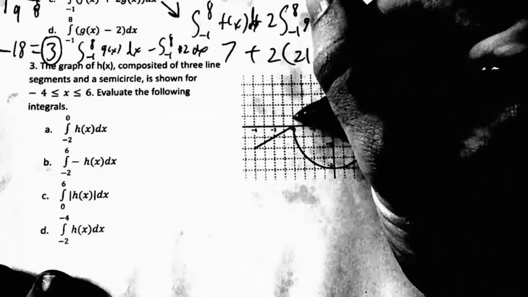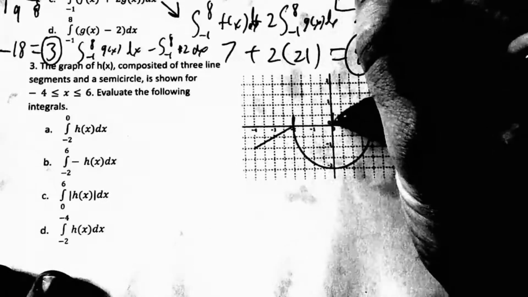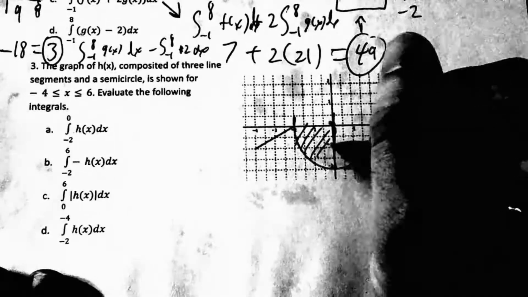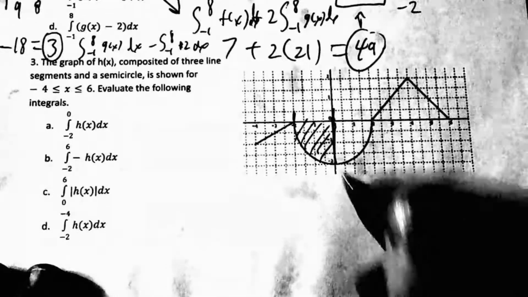Okay, always mark those bounds. We've got negative 2 to 0. It's these bounds. It's this region right here. I'll shade that like this. This is the region I'm looking for. So what's that area?